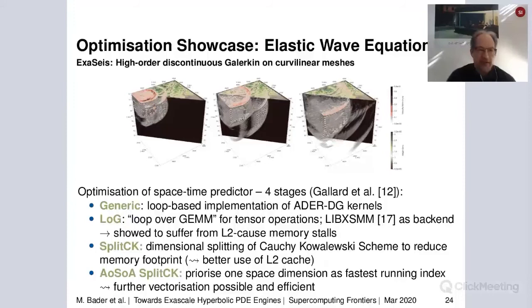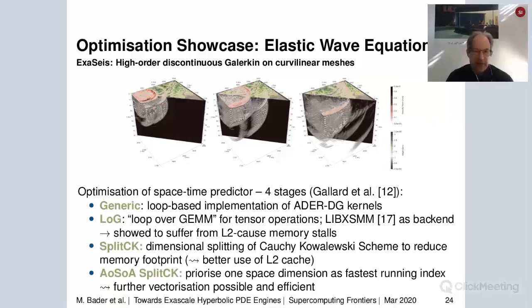And we had, over the time, 4 stages of implementation, starting from a generic implementation via a so-called loop-over-GEMM implementation of all the tensor operations that we have based on the libxsmm backend again. And then we saw that the straightforward implementation suffered a lot from memory stalls when the L2 cache was not sufficient to hold all the element local data anymore, which happens if you go to high order and lots of quantities in the PDE.